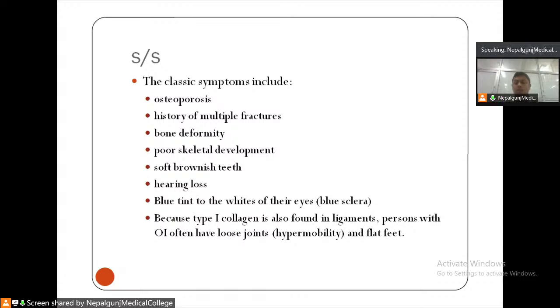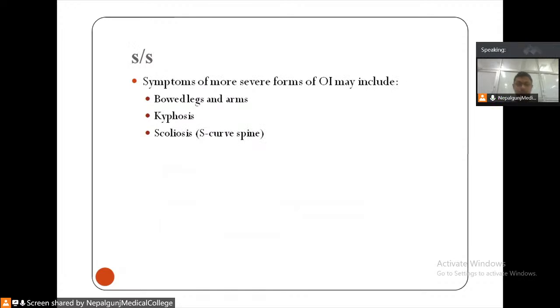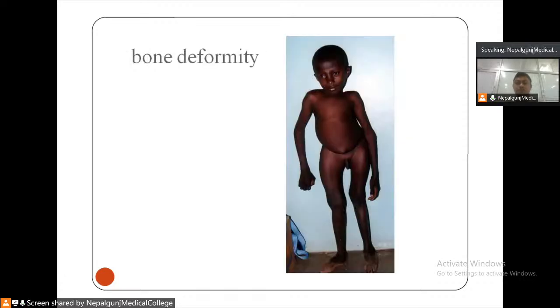Because type 1 collagen is also found in the ligaments, persons with osteogenesis imperfecta have loose joints, or hypermobility of the joints, and there can be flat feet. Other symptoms of the more severe forms of osteogenesis imperfecta can include bowed legs and arms, kyphosis, scoliosis, or an S-curved spine. So this is an example of a child with osteogenesis imperfecta.